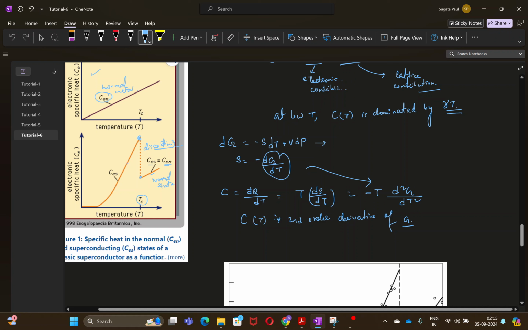And then again it falls down very sharply, and that fall is of the form e to the power of minus delta by kBT, because here you are decreasing temperature, you are increasing 1 by T. That means you are decreasing in an exponential pattern. So this is an exponential fall of the specific heat right below Tc, and this is the superconducting specific heat value that goes like e to the power of minus delta by kBT.